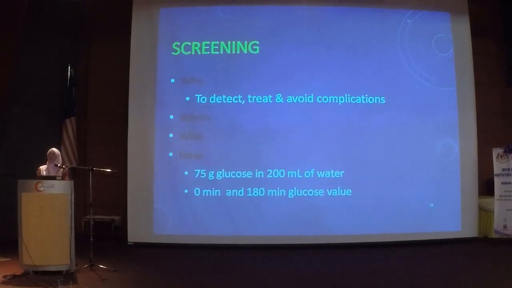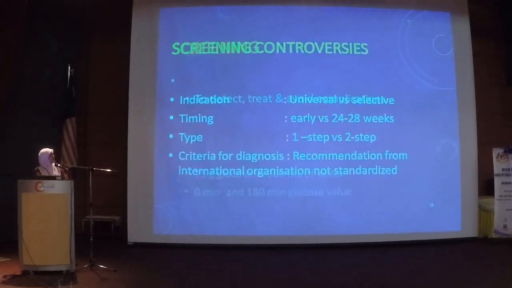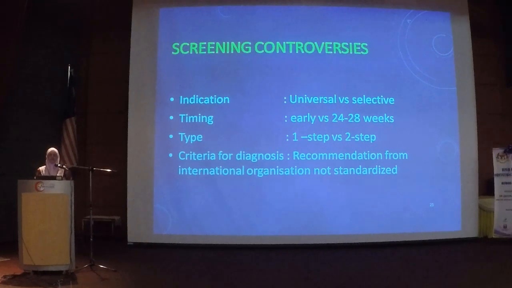Okay. Alright, so we go on to screening. Why do we screen? Of course, to detect and treat and avoid complications. And how do we screen? 75 grams glucose in 200 ml of water, yeah? So the question now is when and who do we screen? That is the controversy, yeah? So there are some guidelines which say screen everybody. Universal screening, okay? Because the prevalence of diabetes is going higher. There are also maybe guidelines which say selective screening, yeah? Because maybe in their population there's not much prevalence of diabetes, so they only look at risk factors to screen. The timing, early, upon diagnosis, upon first presentation to KK, as opposed to at 24 to 28 weeks.